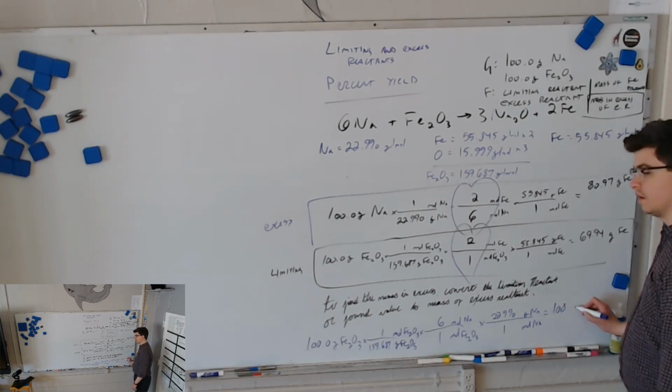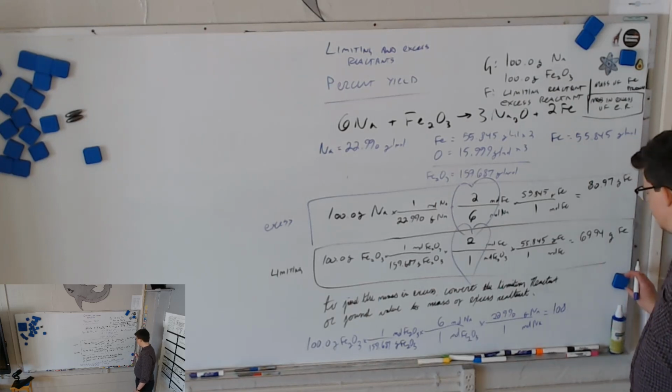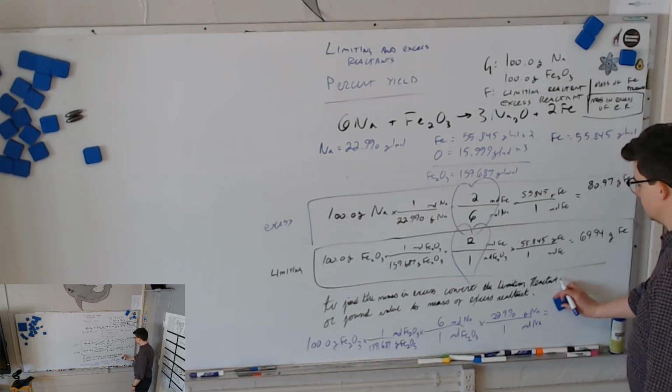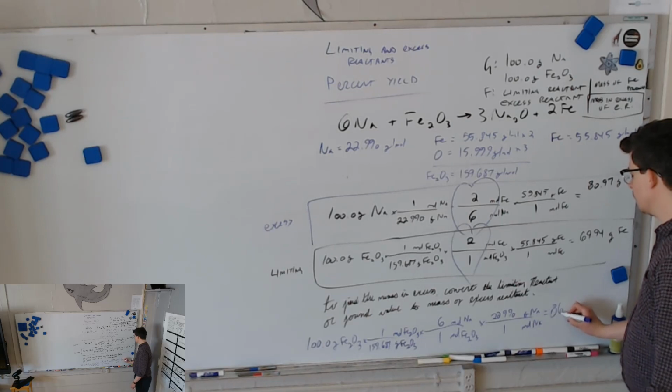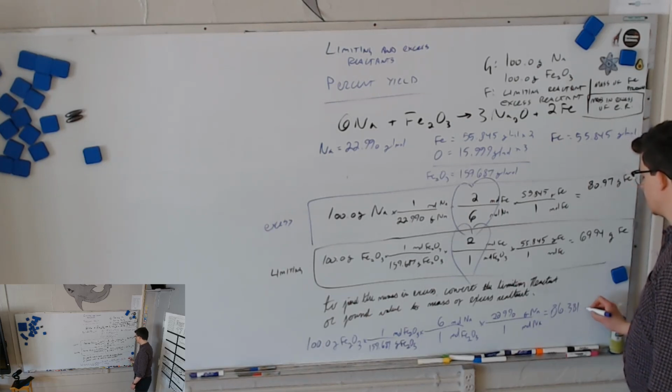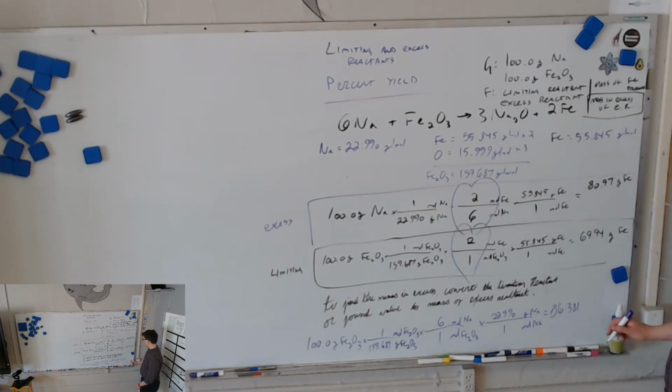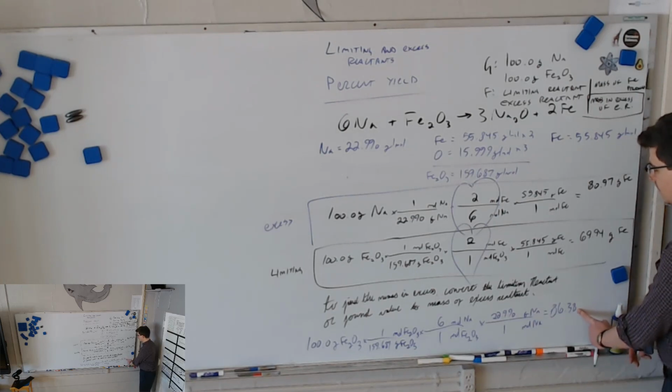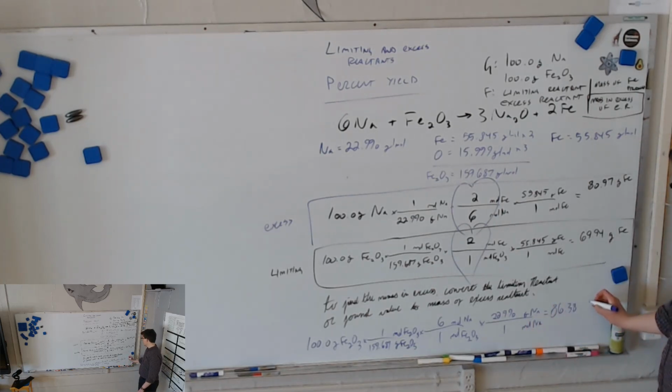I did not get that. I don't think that can possibly happen. I got 86.381. I don't know exactly what went wrong with yours, Hayes. I got 86.381. So 86.38 because we were using sig figs, and it's grams of sodium.